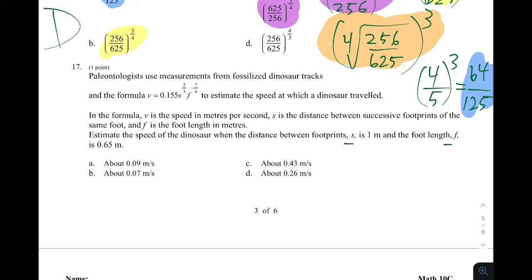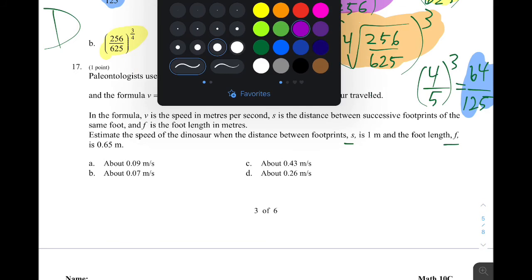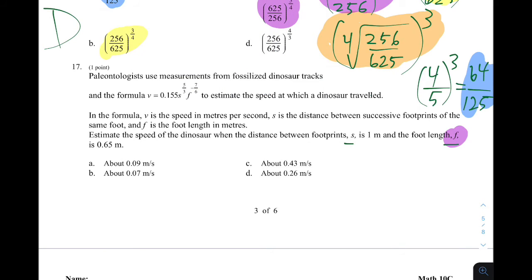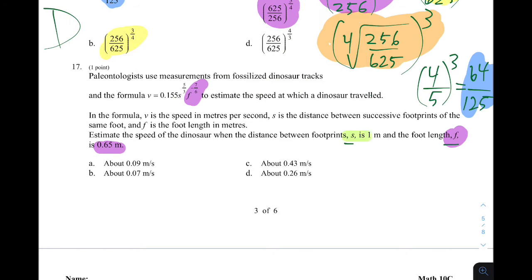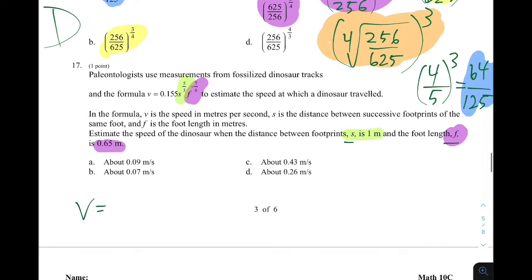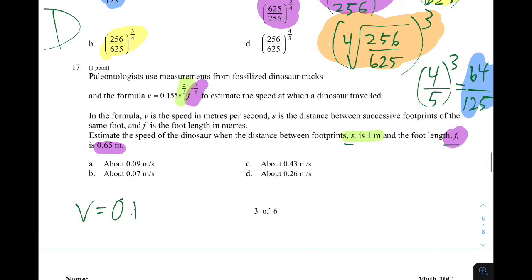So we have our values S and F. Maybe I'll just give them some color here. F, and F, and S is 1 meter, and there's S that shows up there. So we're just plugging in the value, right? We're just using this formula and evaluating. So V is 0.155 times S to the 5/3, but S we know is 1.